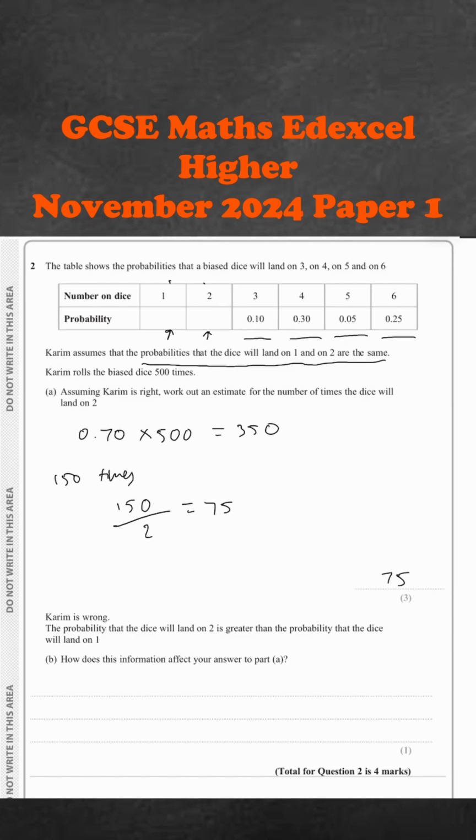Kareem is wrong. The probability that the dice will land on 2 is greater than the probability that the dice will land on 1. How does this information affect your answer to part A? It's therefore going to land on 2 more times. So we're going to say the number will be higher.